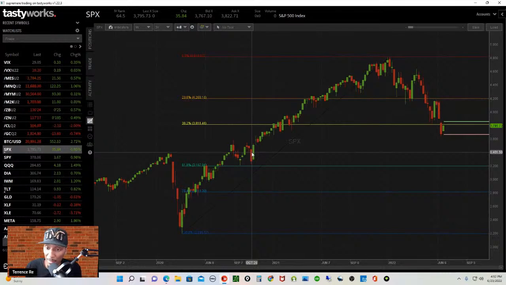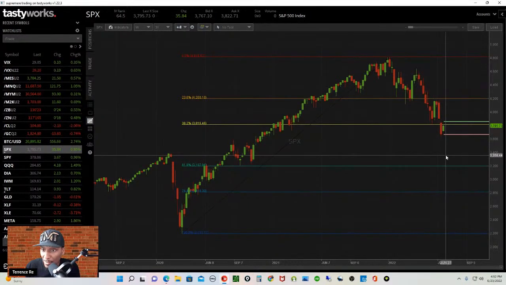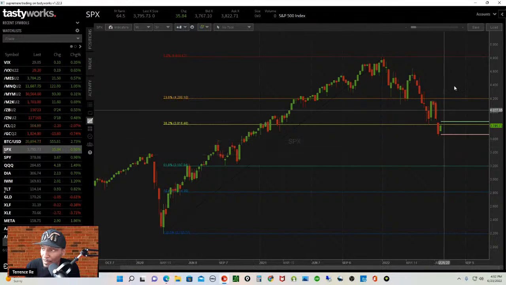So I do think that the market is going to continue to come down into this level. I actually could see it going all the way to 3,200, right? And now you guys can see where I get these levels from.